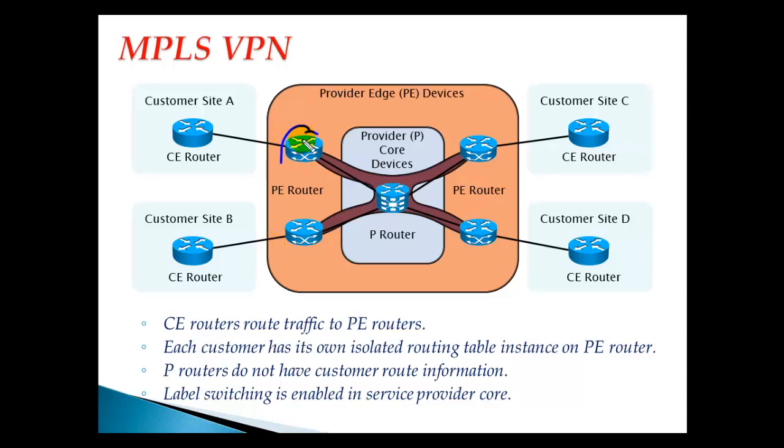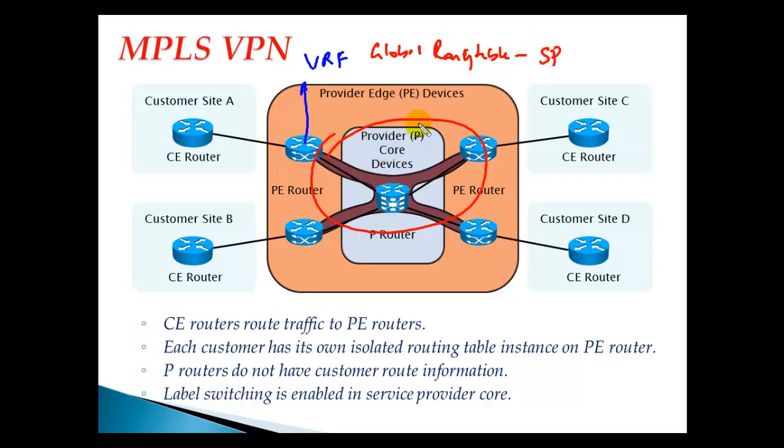Now in MPLS VPNs, we have the concept of VRF, virtual routing and forwarding. What the router is going to do is maintain a separate routing table for each and every customer. So even though physically it's one router, it's still going to maintain virtual routing tables. It's going to maintain one global routing table, which will be the default routing table for the service provider network. It will be used for the service provider network, and then it's going to maintain a separate routing table for customer X, a separate routing table for customer Y, and a separate routing table for the next customer.